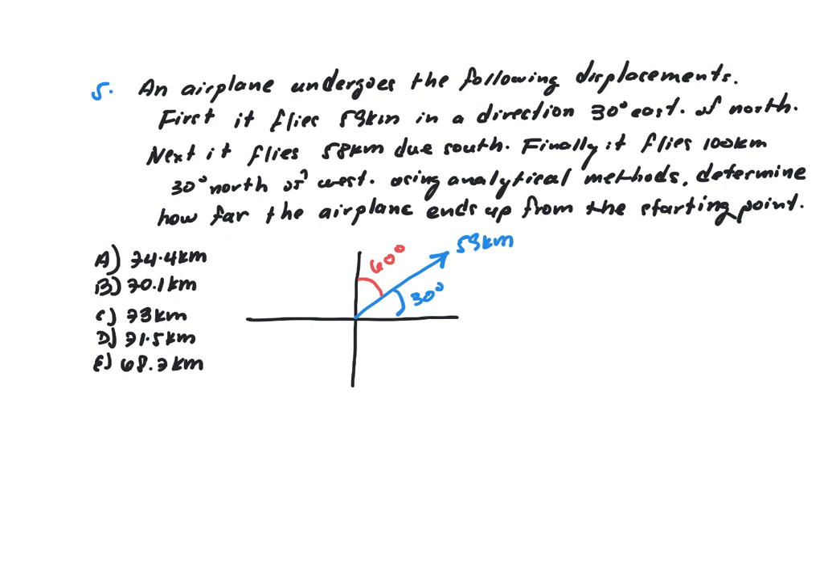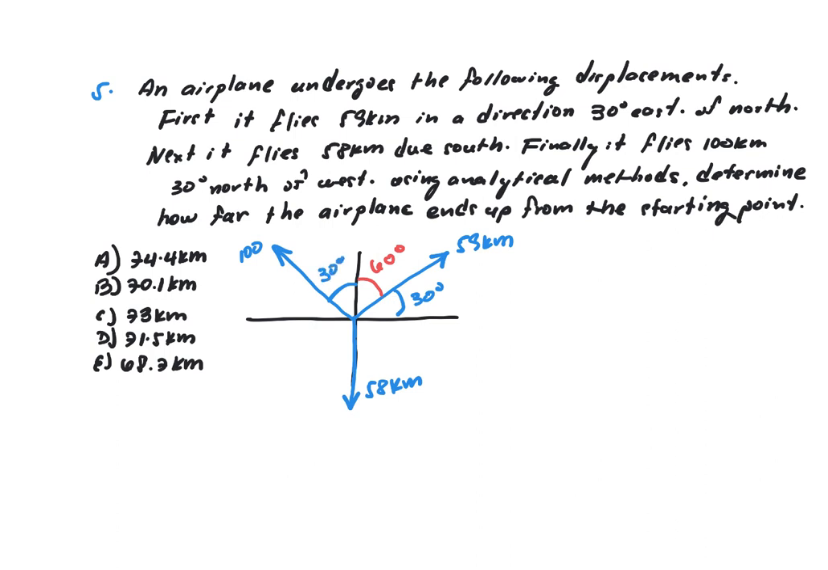Next it says that it flies 58 kilometers due south. So it goes straight down. And then it says that it flies 100 kilometers 30 degrees to the other side, 30 degrees north of west. So 30 degrees north of west, to the y-axis, 30 degrees.